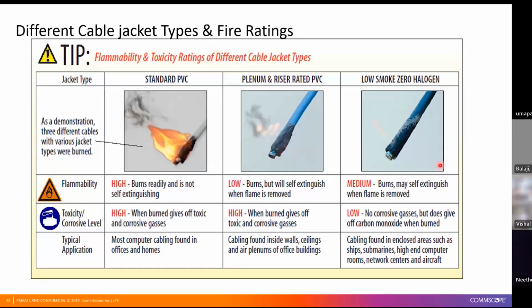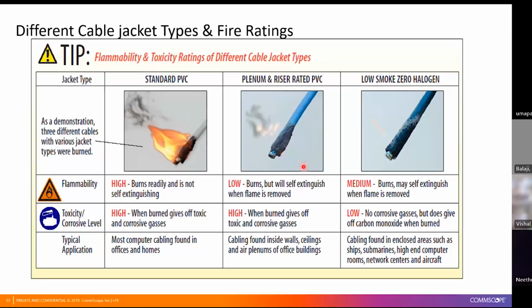There are three different types of jacketing material. One is standard PVC, then you have plenum and riser rated PVC, and then low smoke zero halogen jacketing material. With standard PVC, if any fire happens, the flammability will be very high. Whatever catches fire catches immediately and then spreads also. On the other side, if you look at the toxic level, since it is PVC, it emits more dark, dense toxic smoke. So it's very difficult to inhale.